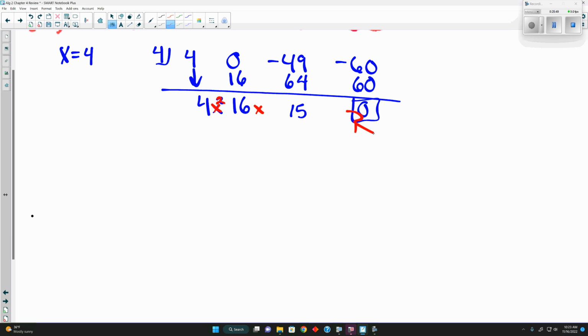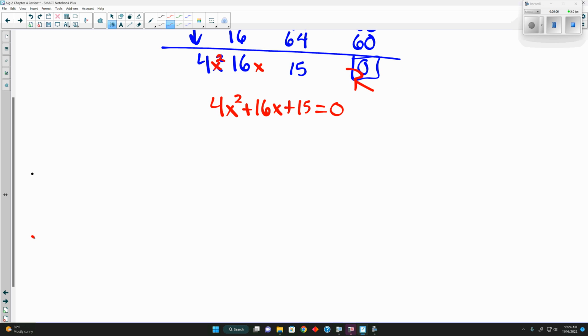Now, if we plug the variables back in, we have our remainder. 15 is the term without x, 16 is the term with x, and 4 is the term with x squared. So what we have is 4x squared plus 16x plus 15 is equal to 0. We could try factoring this if we want, or we can just plug it straight into the quadratic formula. Either way works.